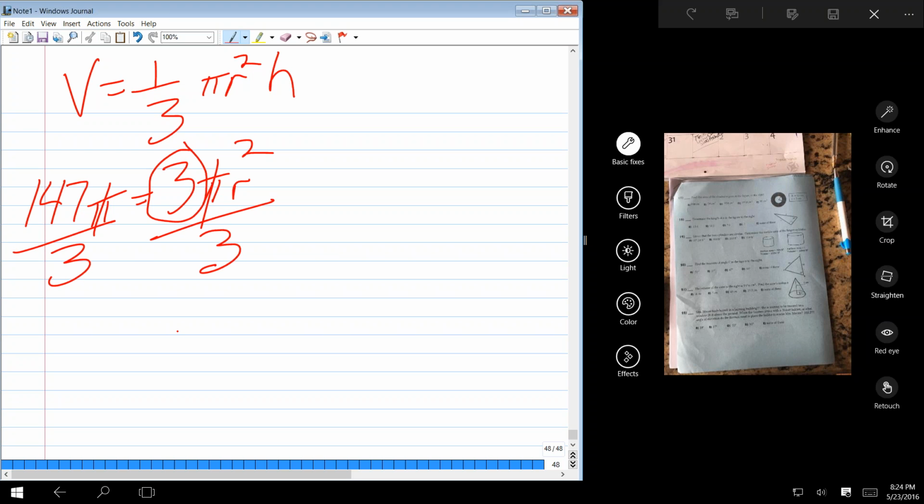So now that 3 is going to cancel with that, and I got r squared over here. It's equal to 49. You're right, sorry. No, you're good. And what's r equal to? 7. Okay. And that's what they wanted, correct? Yep, exactly.